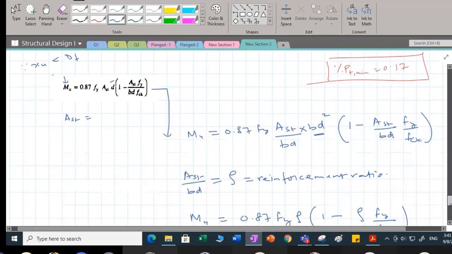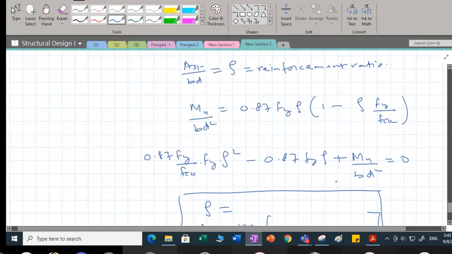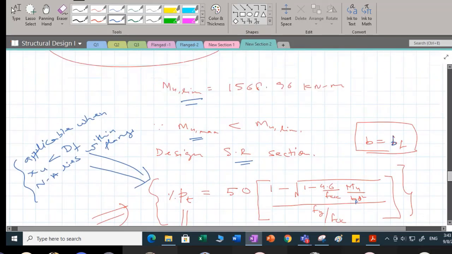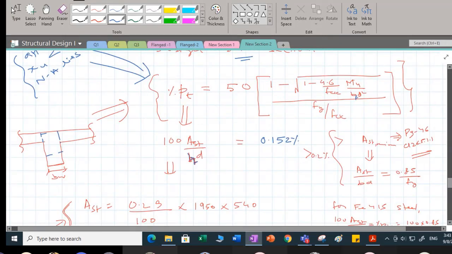Now, when I use this formula, whatever B is there, you are going to substitute with effective width of flange. So obviously, when I'm using 100 AST by BD, here you are having effective width of flange. That is why when you are using this formula, it will be 100 AST by effective width of flange into D. This is the thing which you have to see. So you're getting 0.152%. I'll right now not compare with minimum steel.